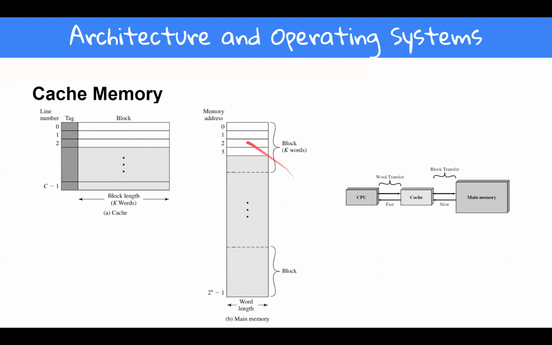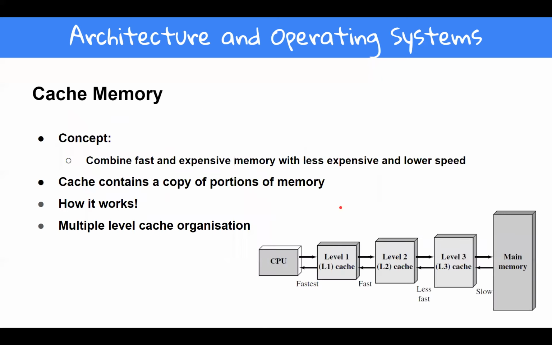For example, if the CPU wants a word in location 2, cache brings a block from 0 up to some address, a block of data. That block will sit in the cache memory, and the CPU, instead of going to the main memory for the next instruction, will go to the cache. So the concept of cache is to bring and hold a block of data, and help the CPU run faster instead of going to the main memory each time.